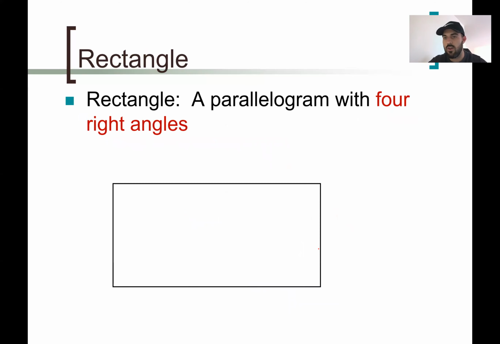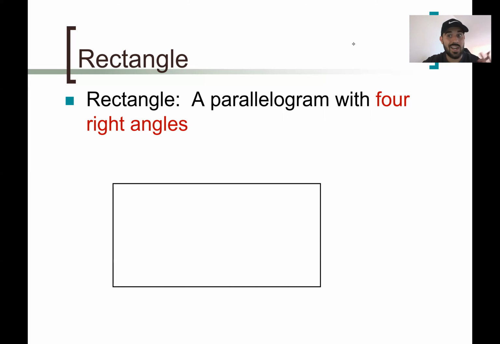Next, something that we're very familiar with, right? One of our most common shapes that we discuss throughout your elementary career. And this is called a rectangle. And a rectangle is a parallelogram. So as you can see, a lot of these quadrilaterals can be considered parallelograms. It is a parallelogram with four right angles.